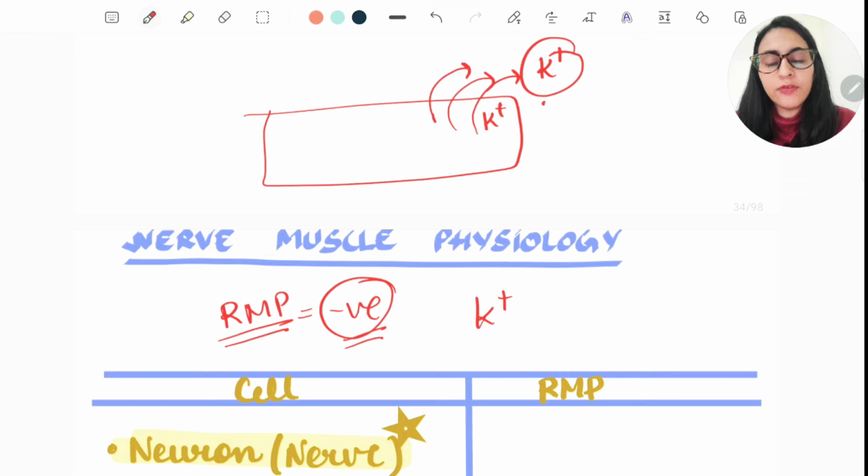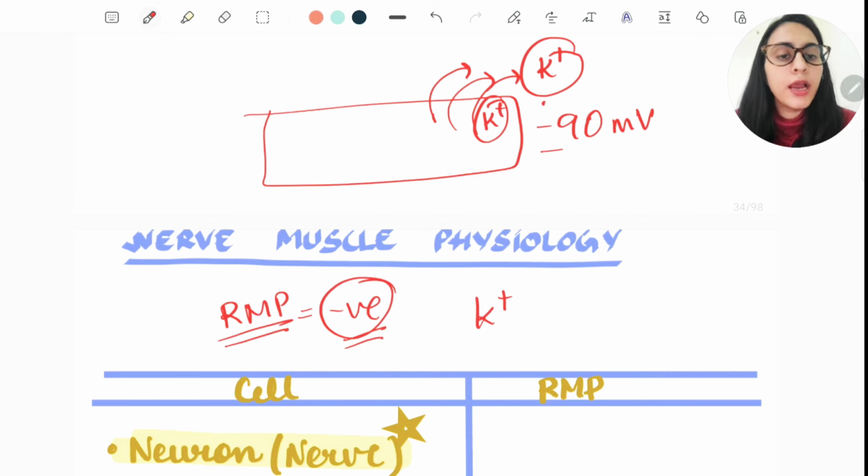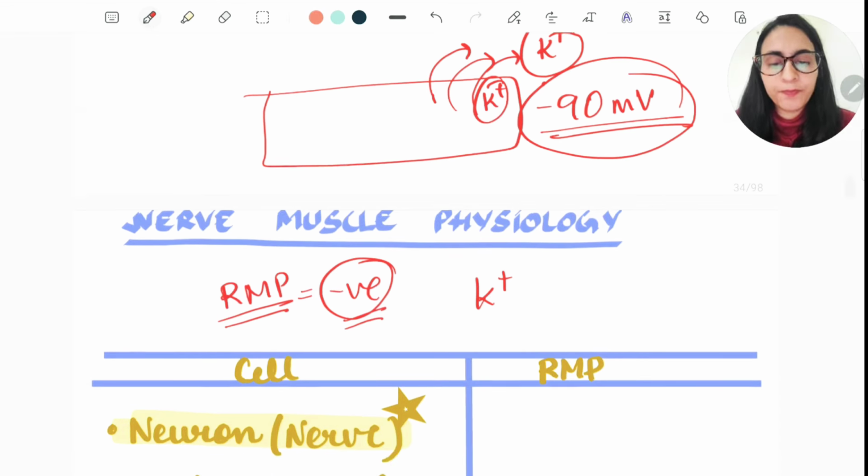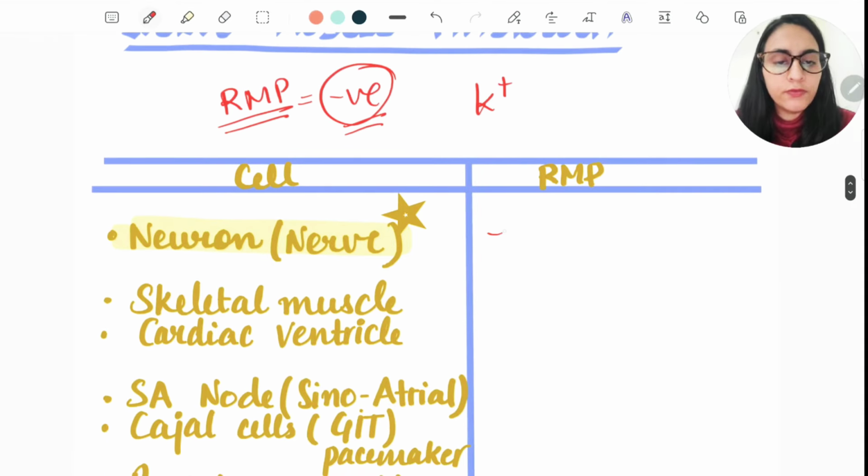Now the equilibrium potential of the potassium, it is minus 90 millivolt, and because of this reason the potassium tries to be in equilibrium, and that is the reason we have a RMP which is a negative. For a neuron or a nerve, the RMP is minus 70 millivolt.